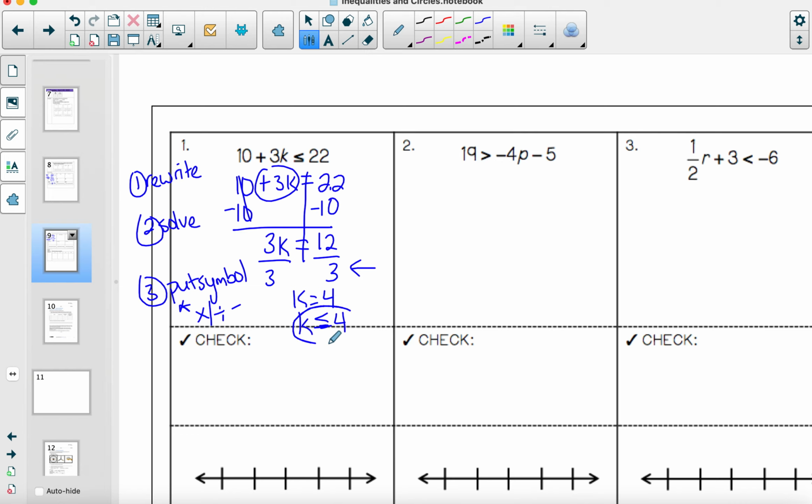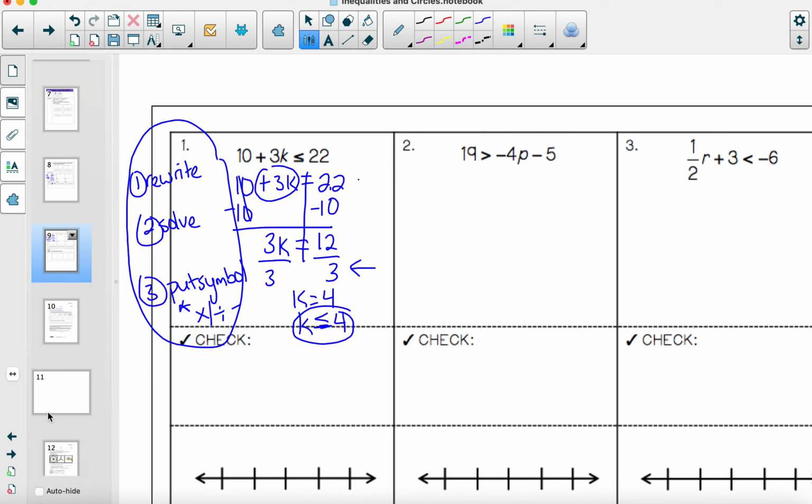Okay, so that's my new inequality. And then I can check it, and then I can graph it. All right, so these are your steps. Rewrite it as an equation with an equal sign. Solve it just like you would an equation. Then put your symbol back in. Okay?